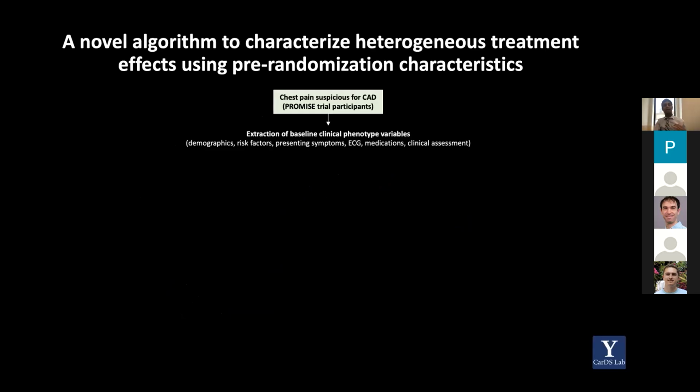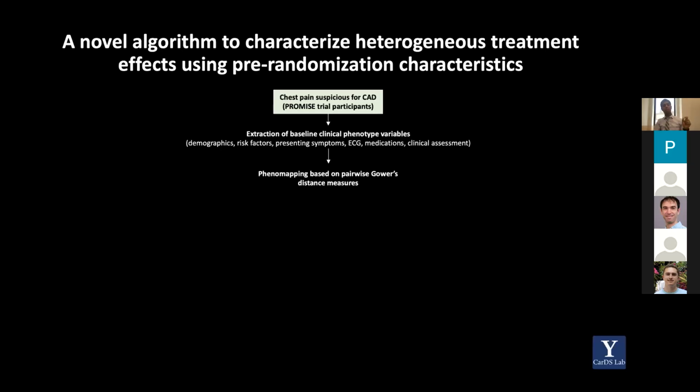We extracted their baseline clinical phenotype variables. And this included a set of 56 variables based on availability throughout the trial and spanned demographics, risk factors, presenting symptoms which were captured in questionnaires, structured elements from the electrocardiogram which was done at rest, their current medications, including antiplatelet agents and rate control agents, and clinical assessments, including ASCVD risk scores that suggest the likelihood of CAD and their chest pain presentation, like the Diamond Forrester score.